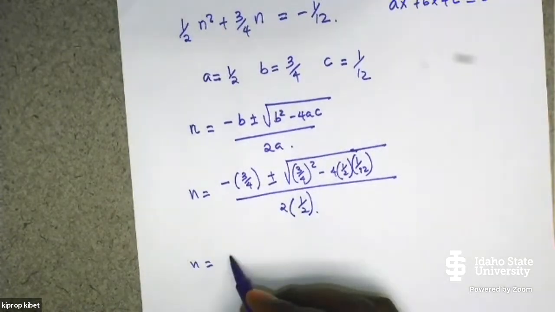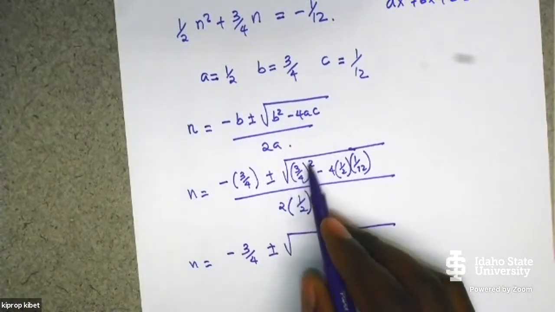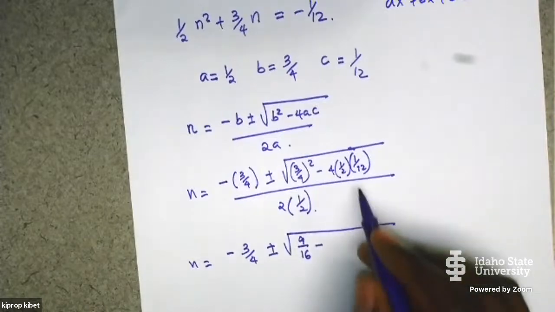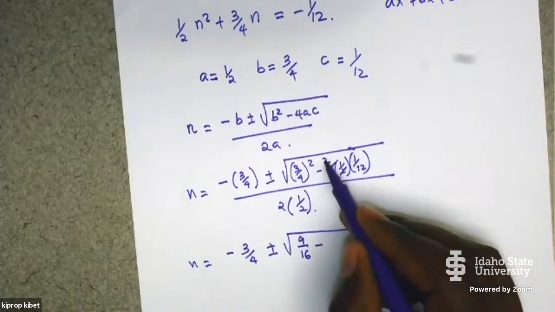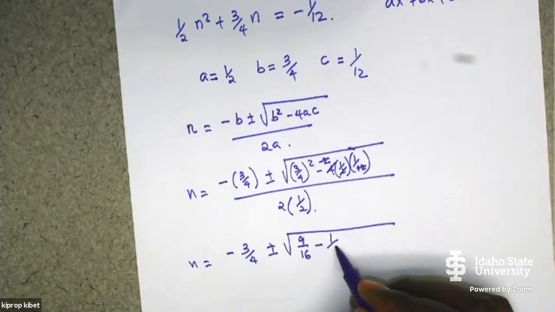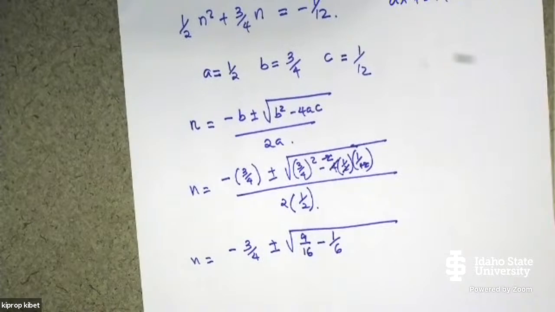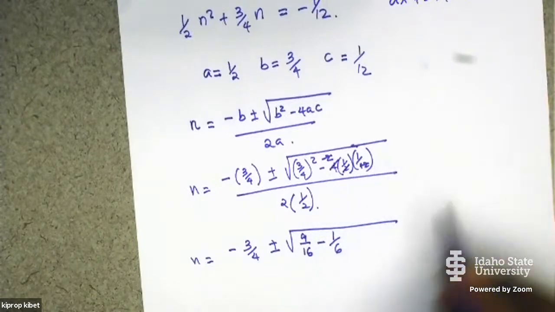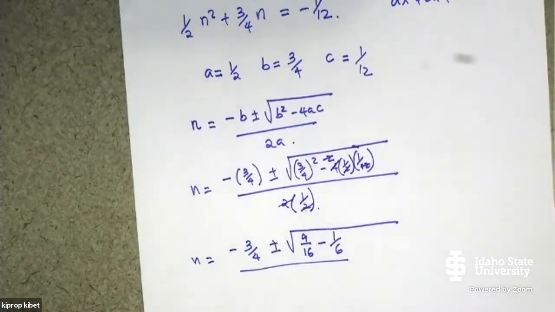So our n equals minus 3/4 plus or minus the square root of what? 3/4 squared is what? 9/16. Minus this 4 and this will cancel. It will be 2. This 2 and this one will cancel. It will be what? 1/6, right? So this 2 and that will be cancelled, 2 and 12 will cancel, it will be 6, so 1/6. Divide by what? This 2 and that will cancel. It will be divided by 1.